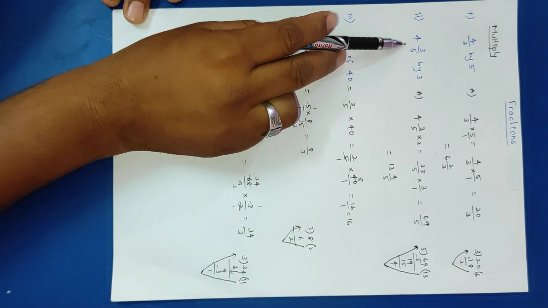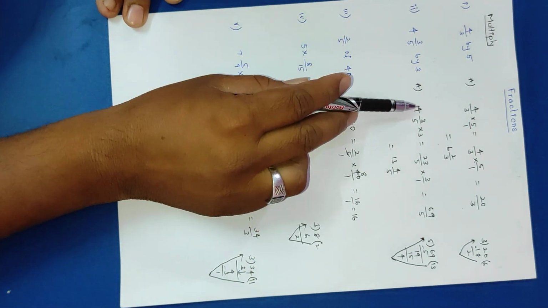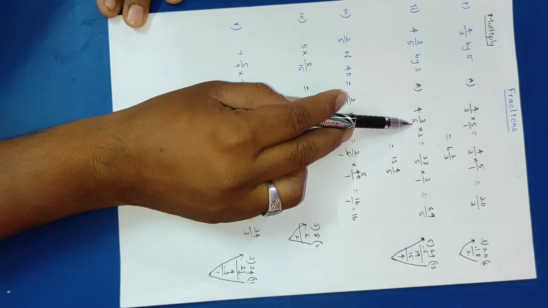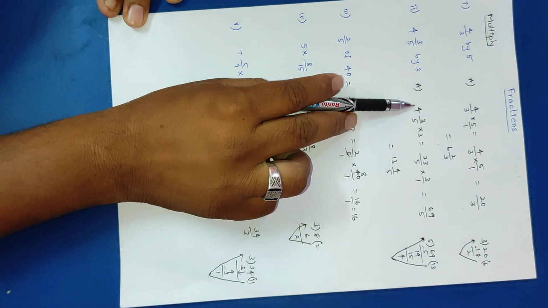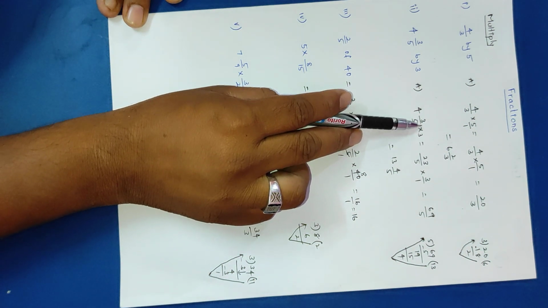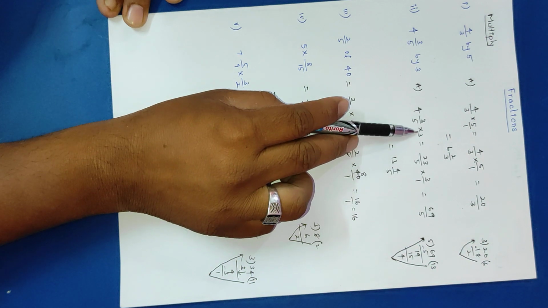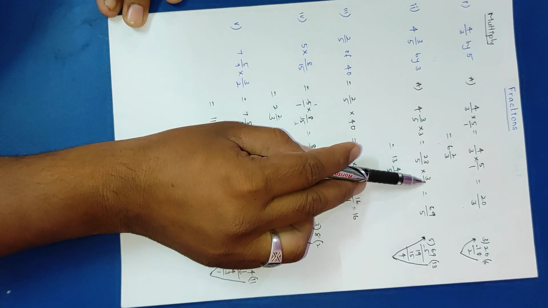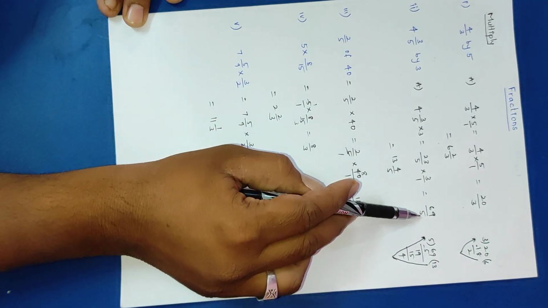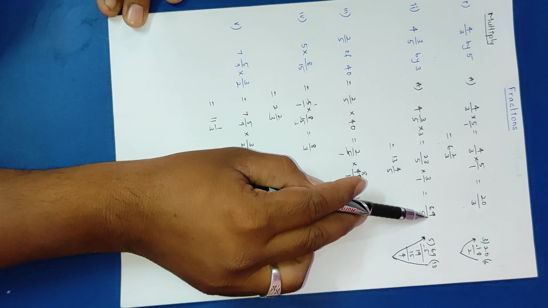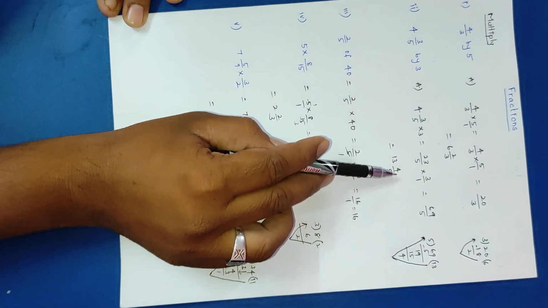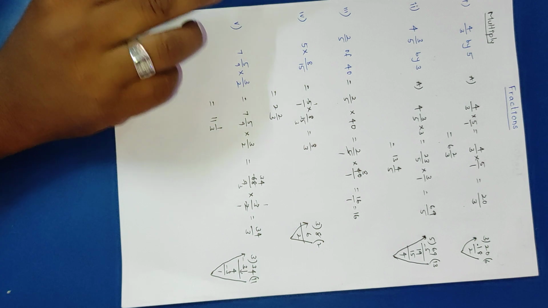Again 4 3 by 5 into 3. 4 3 by 5 is a mixed fraction, into 3. 5 4s are 20, 20 plus 3, 23 by 5 into 3 by 1. 23 3s are 69, 5 1s are 5. This is an improper fraction. Convert in this method to a mixed fraction.